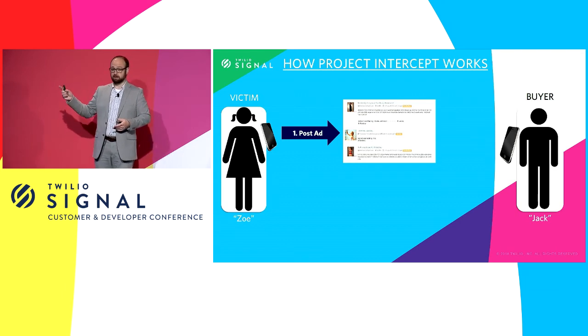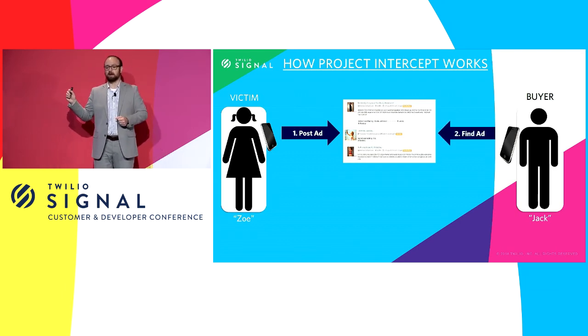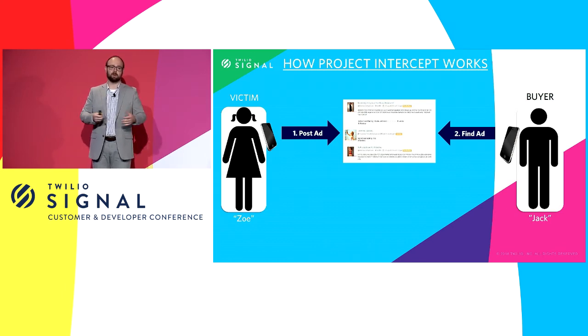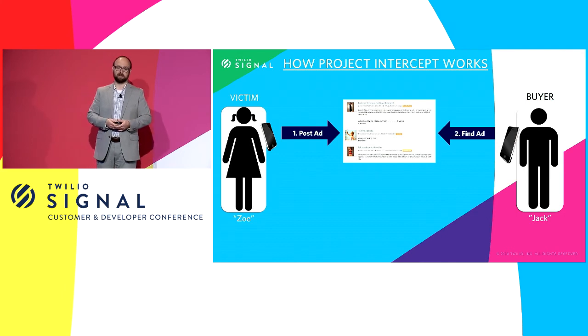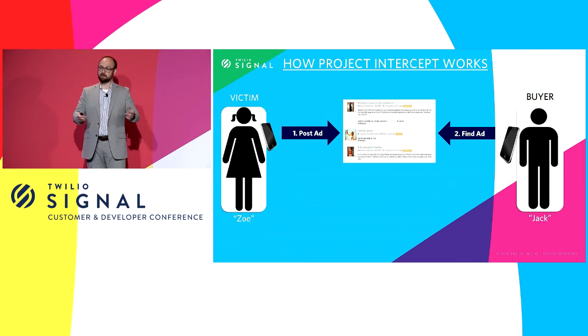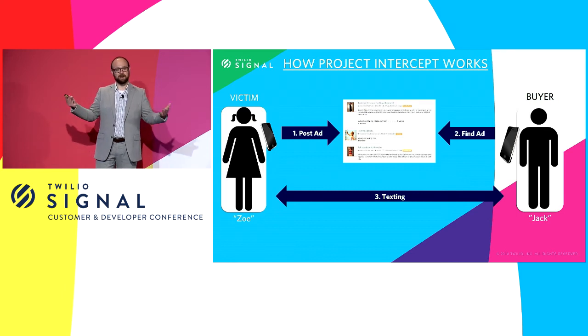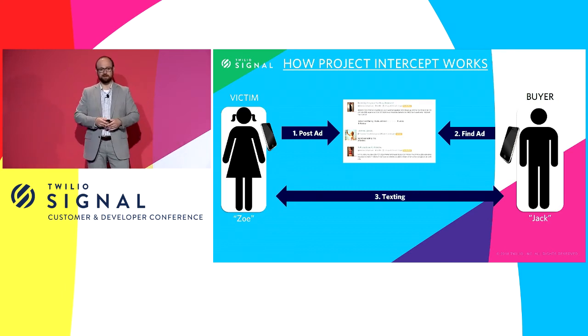The buyer, in this case Jack, he just goes online and literally Googles something as simple as teen escorts, San Francisco. Might even get neighborhood specific. And then a whole bunch of websites pop up. He goes and finds that person online, and they send text messages back and forth. You can see why Twilio is going to come into this equation in a moment.